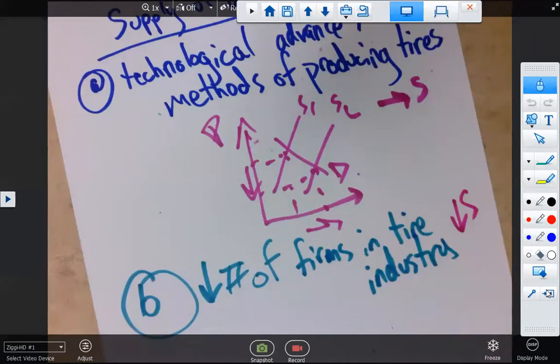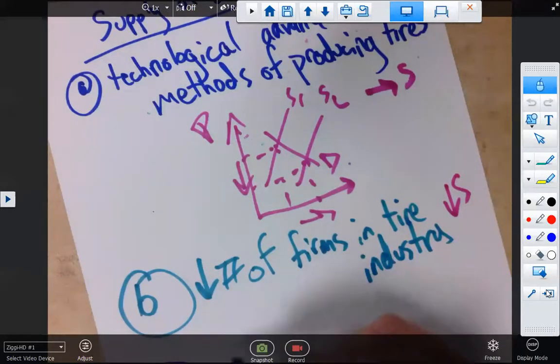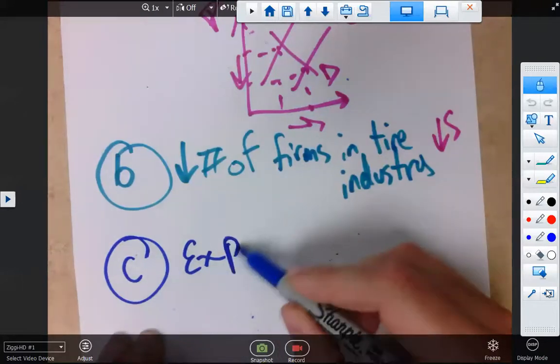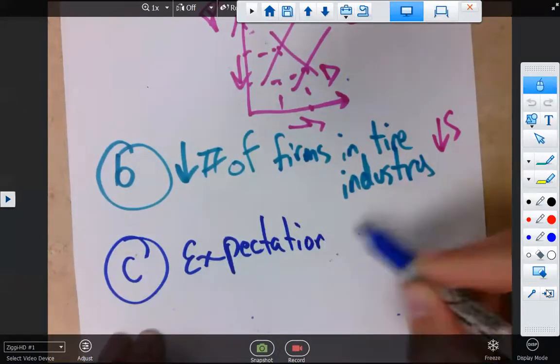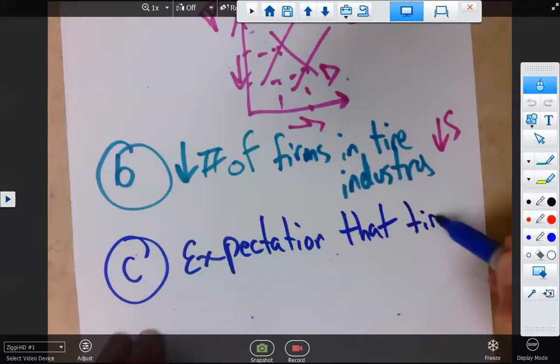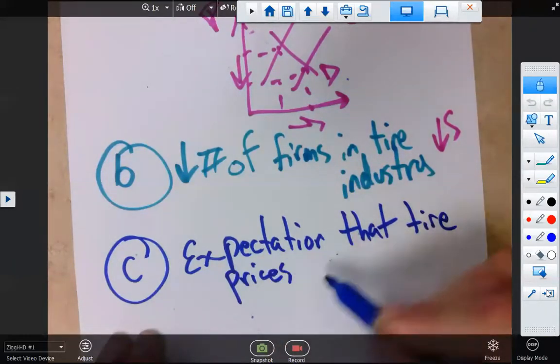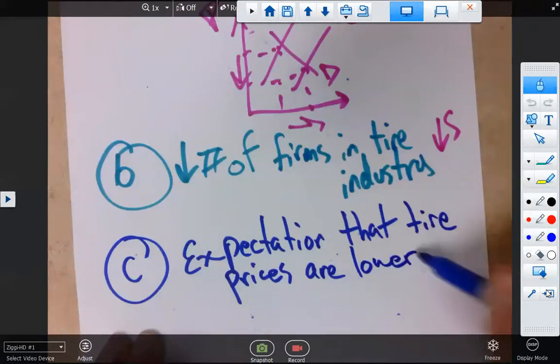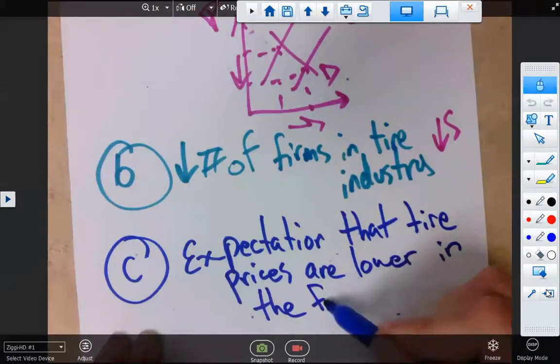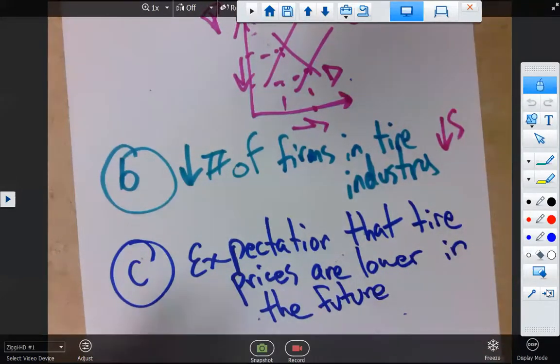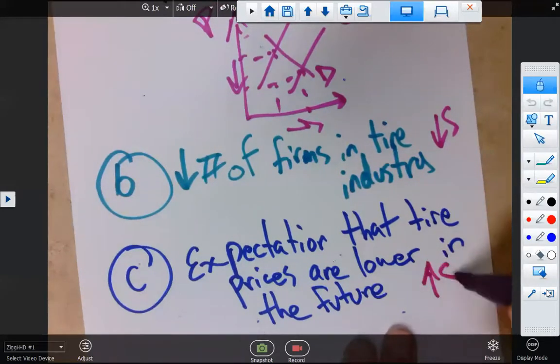What about the expectation that the price of tires will be lower in the future? Put your supplier hat on. If you think that the price of the tires is going to be lower in the future, exactly. Very good. You're going to increase your supply right now.